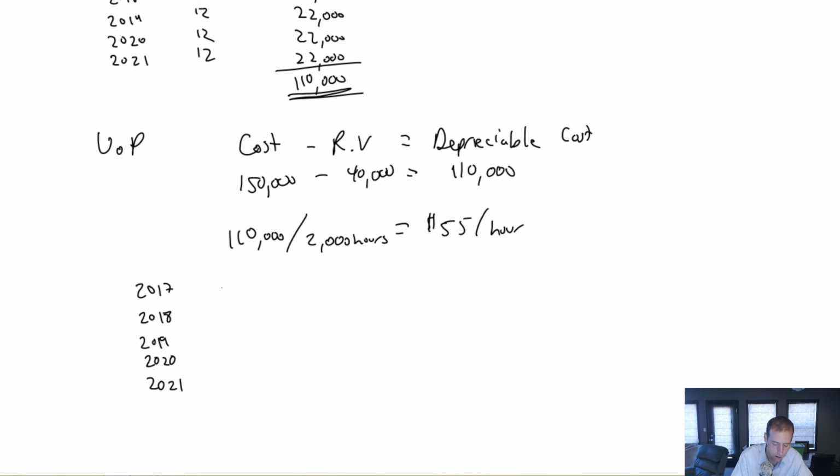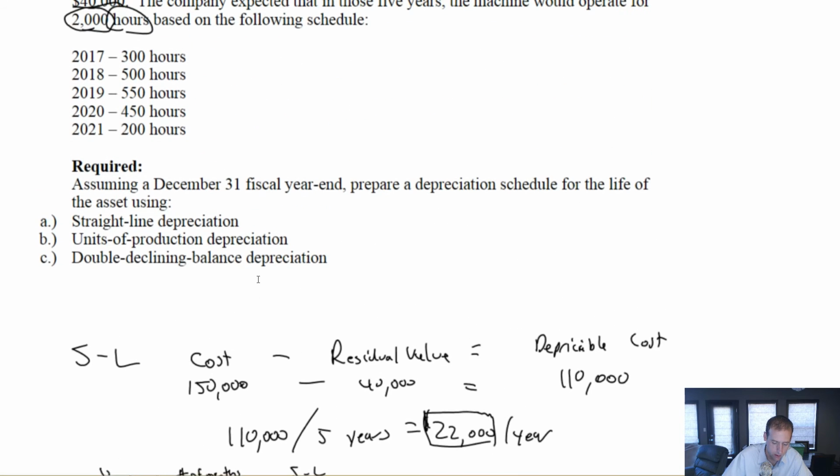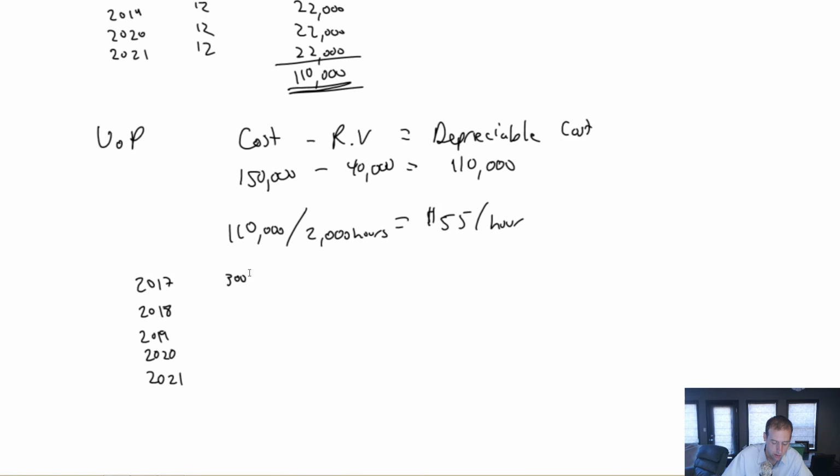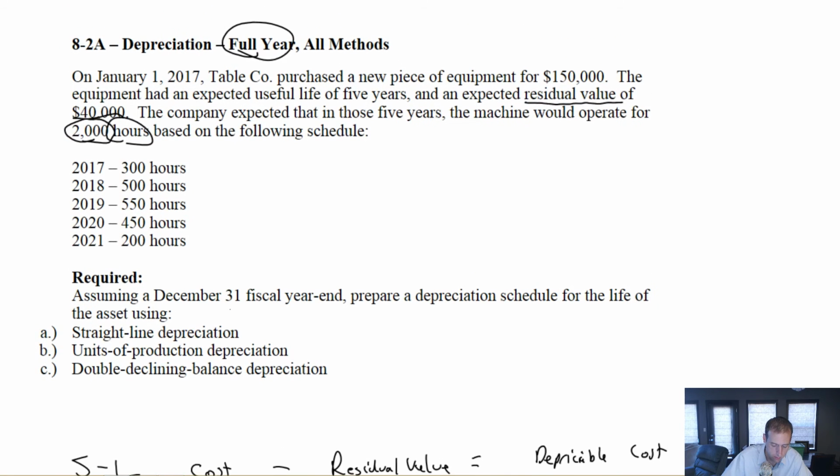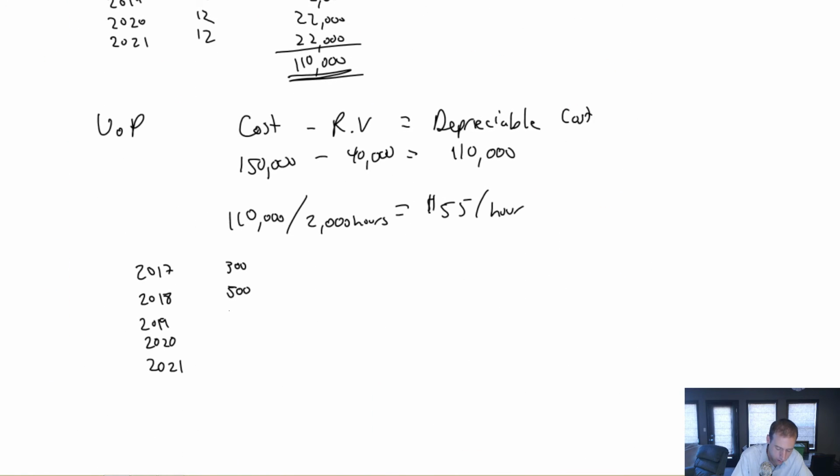Okay, so 300, 500, 550, 450, 200. And I just take that and I multiply by my rate, $55 an hour.